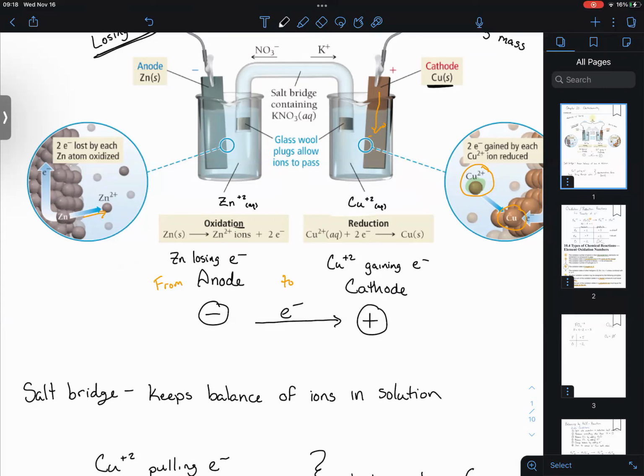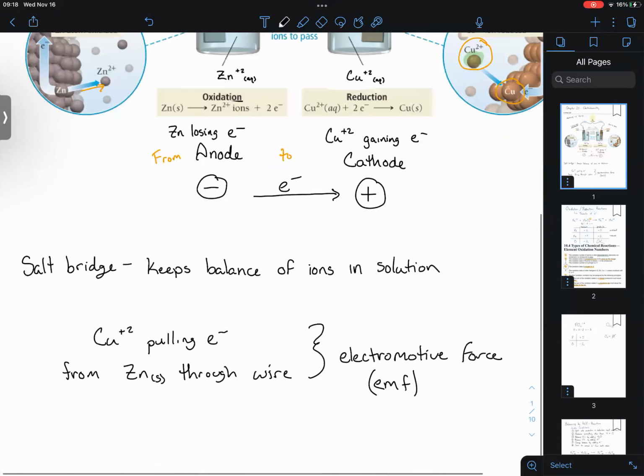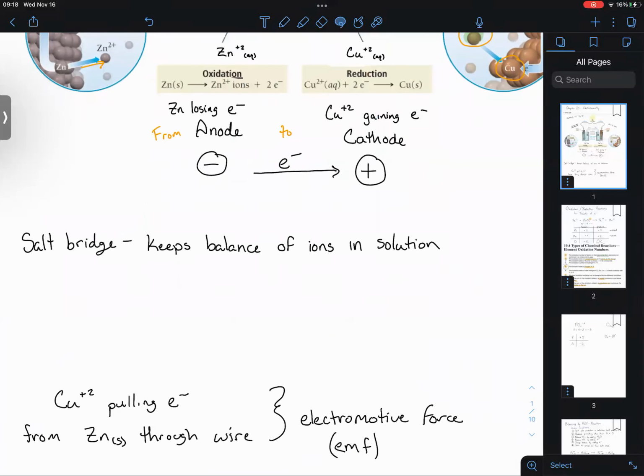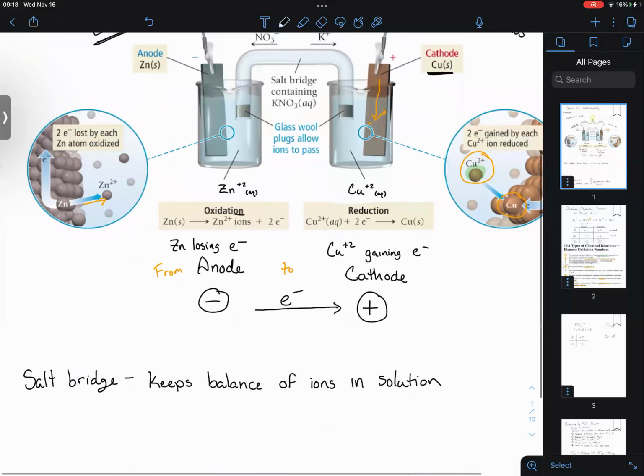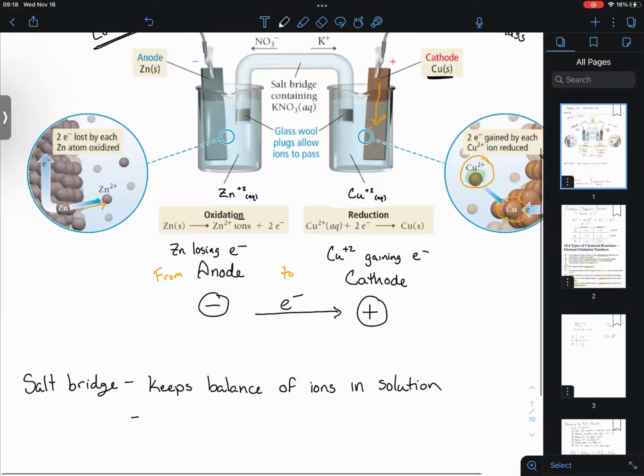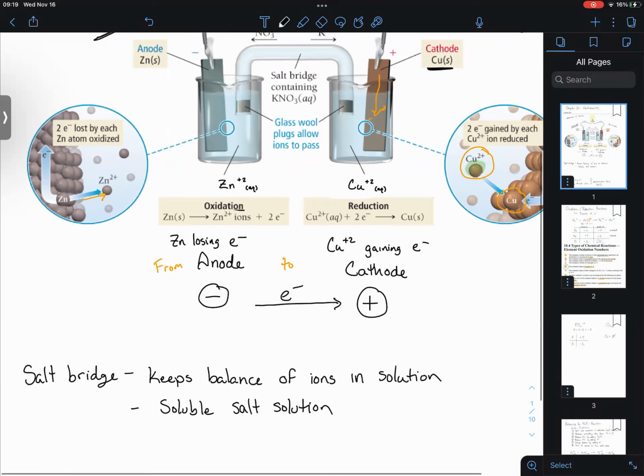First of all, that salt bridge keeps the balance of ions in solution. We'll talk a little bit more about the wire in a second. So it's filled with a soluble salt solution, in this case, potassium nitrate. And so what's the salt bridge's job? Again, it's just to keep the balance of ions in solution. What do I mean by that?